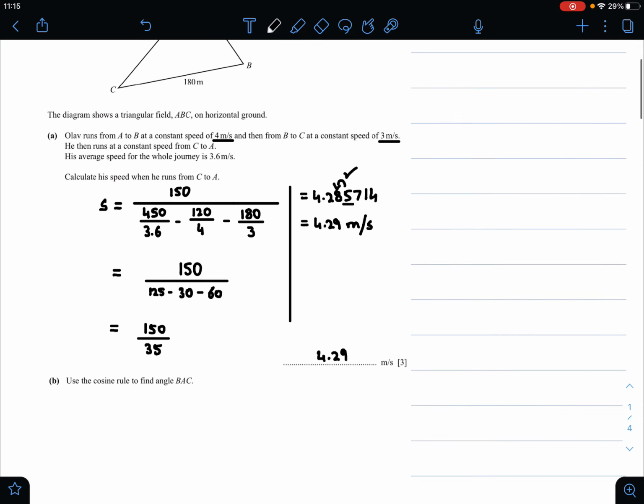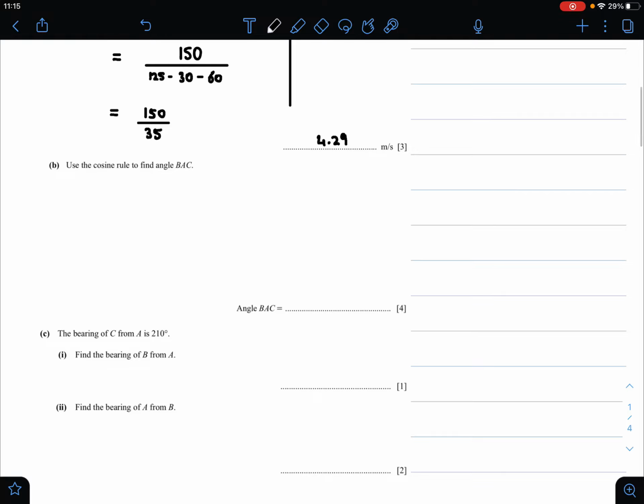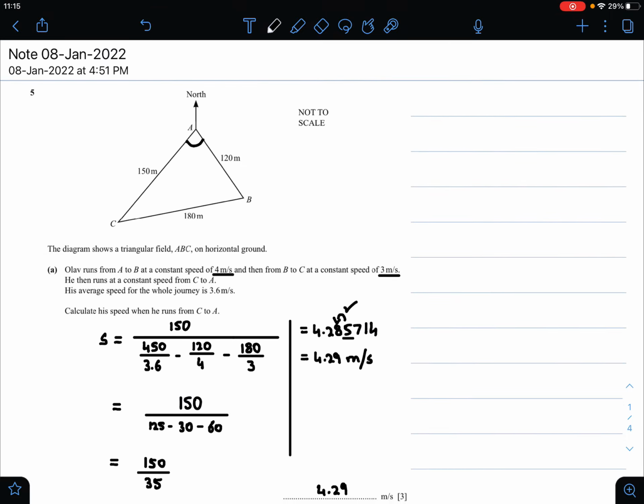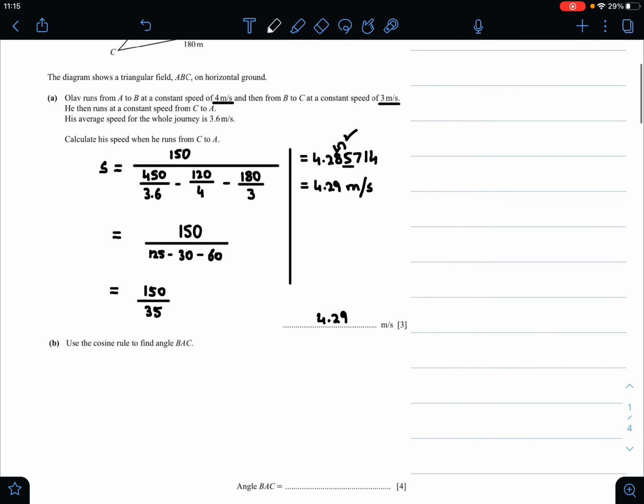Now let's move to part B, where they are asking us to use the cosine rule to find the angle BAC. So that is this angle. Since we know all three sides of the triangle, we can easily solve this question.